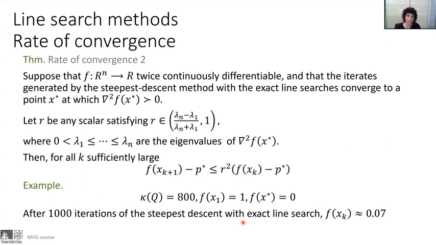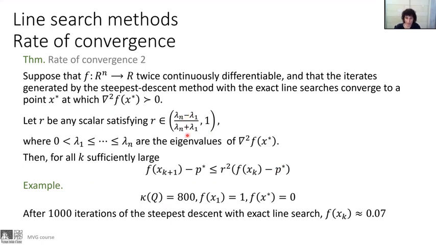Now, this is the analysis for the case that the function is not necessarily convex, but I have the following requirements. I have a continuously differentiable function, and I know that it converges to a stationary point, which I call x star, and that at this point the Hessian is strictly positive definite. Then I have the same behavior as before, which means that at iteration k plus 1, the difference between the value of the function and the value at the stationary point is smaller than r squared times what I had in the previous iteration, where r is similar to what we had before.